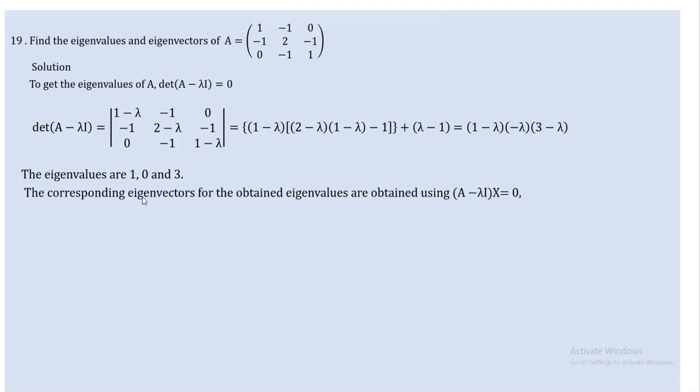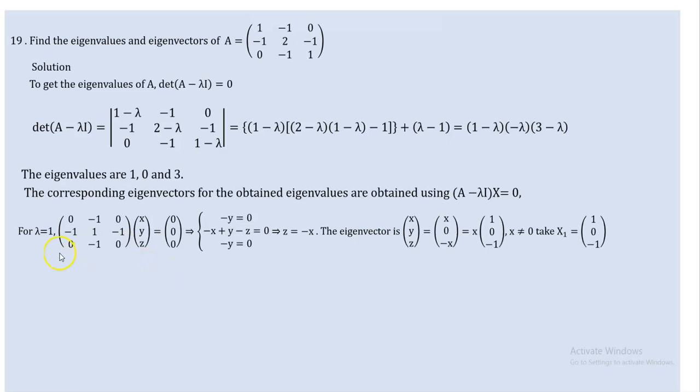The corresponding eigenvectors for the obtained eigenvalues are obtained using this, as I tried to explain in the case of eigenvalues and eigenvectors for a 2 by 2 square matrix. So A minus lambda I times x equals 0 should be used. Here, in place of lambda, we will have three options. For each of these three, I'm going to find a non-zero vector x so that this can be satisfied.